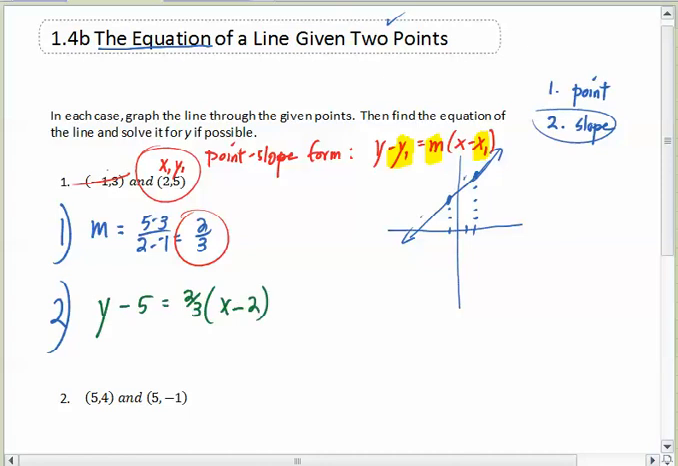Now, why did I pick this point and not the other? It honestly does not matter which point you pick. You're going to get the same equation of the line no matter what.